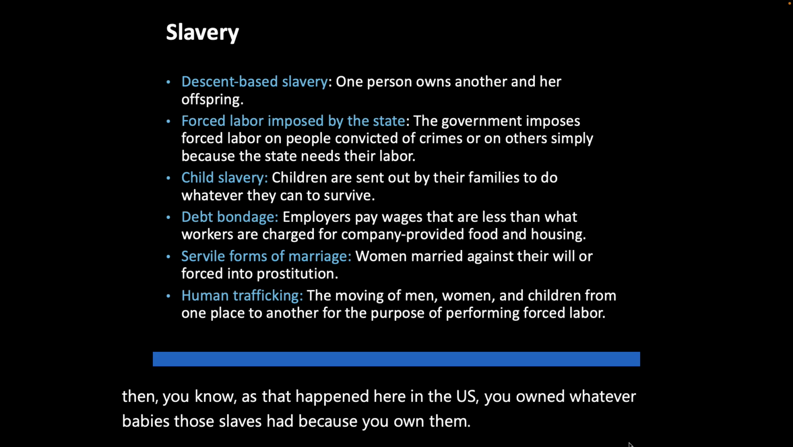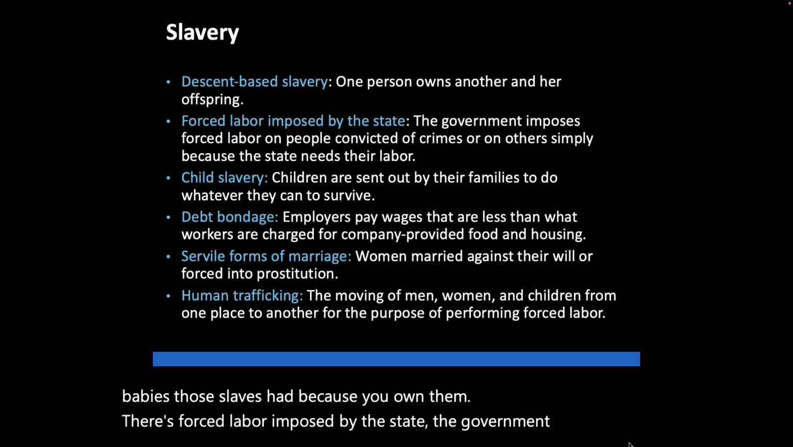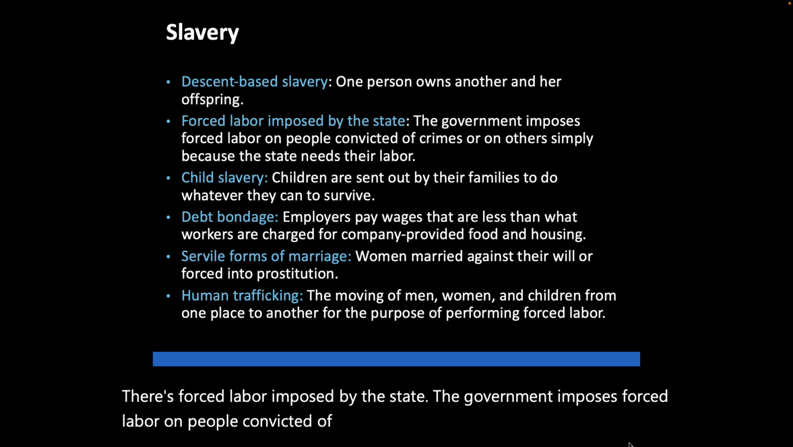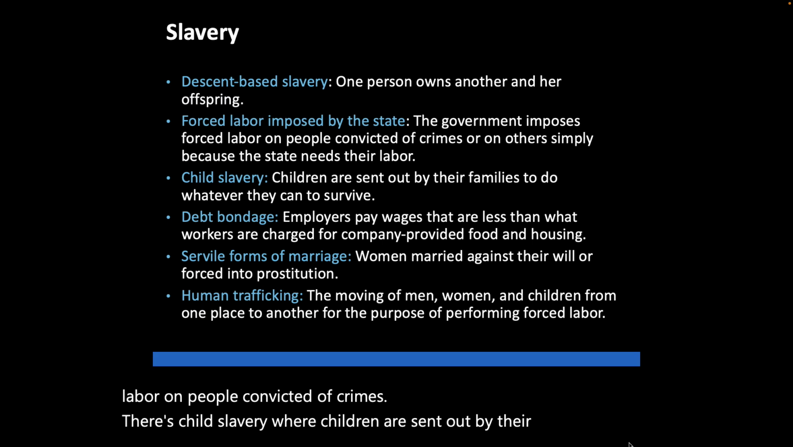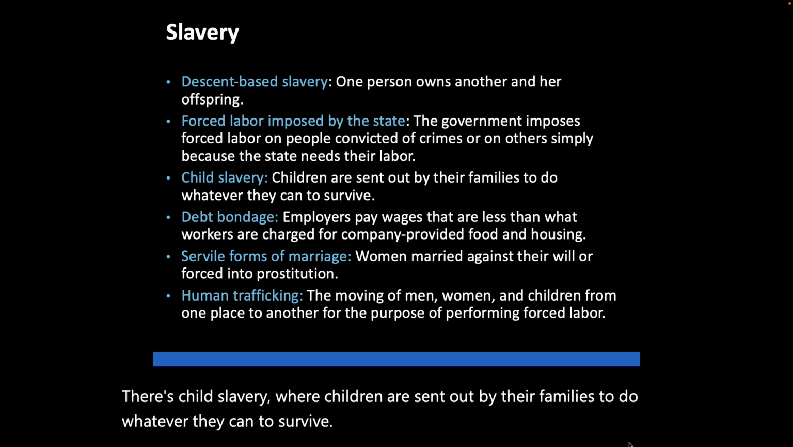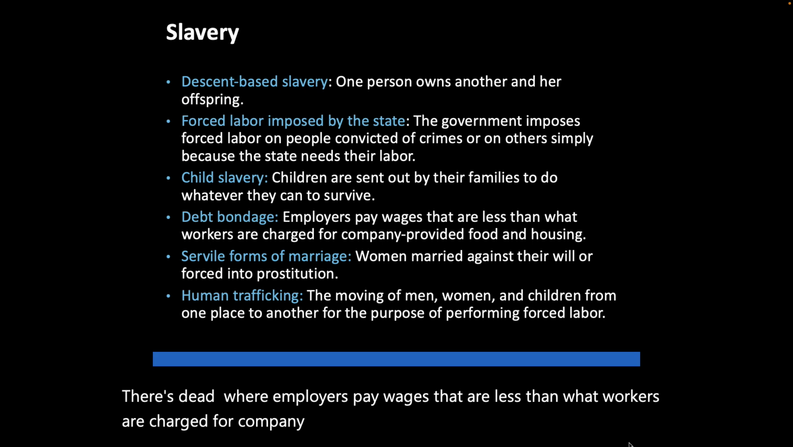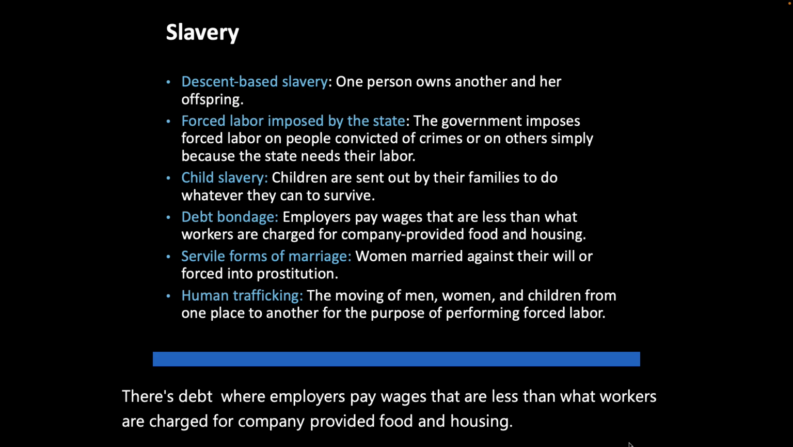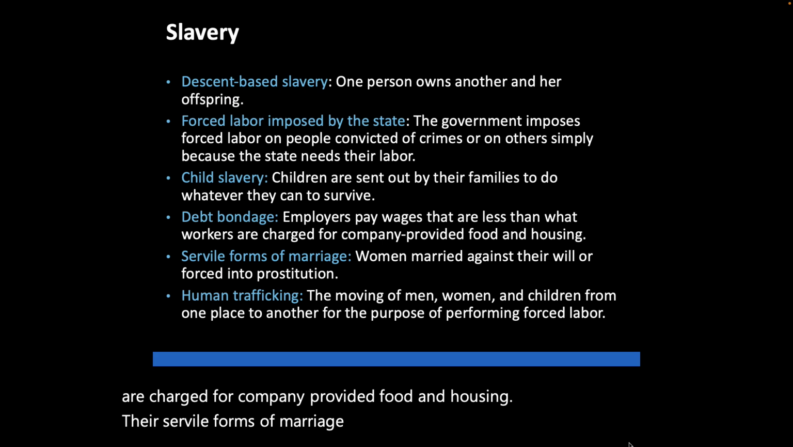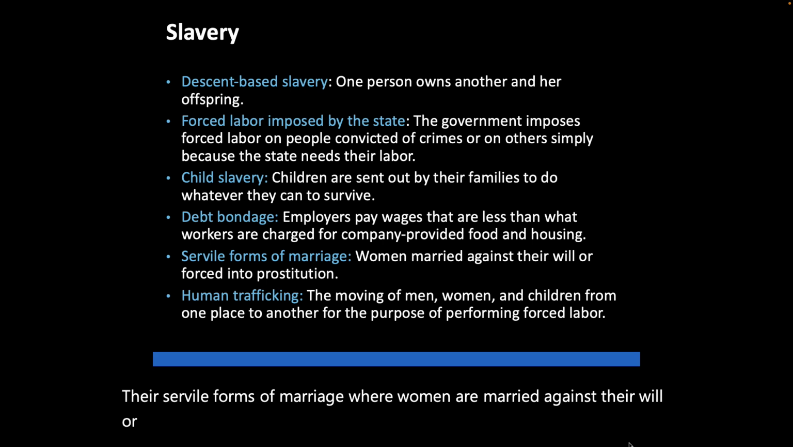There's forced labor imposed by the state. The government imposes forced labor on people convicted of crimes. There's child slavery, where children are sent out by their families to do whatever they can to survive. There's debt bondage, where employers pay wages that are less than what workers are charged for company-provided food and housing. There's servile forms of marriage, where women are married against their will or forced into prostitution. And then, of course, human trafficking.